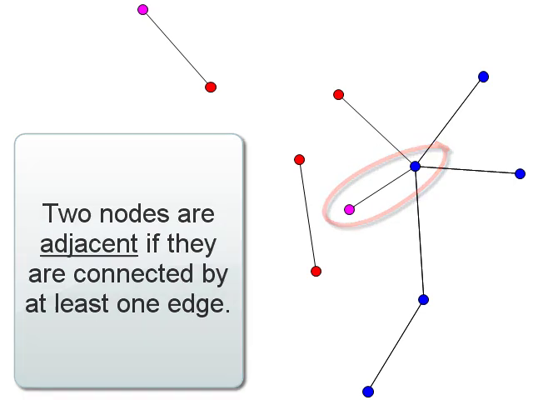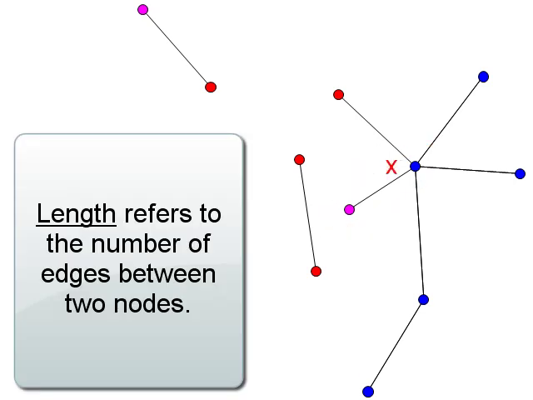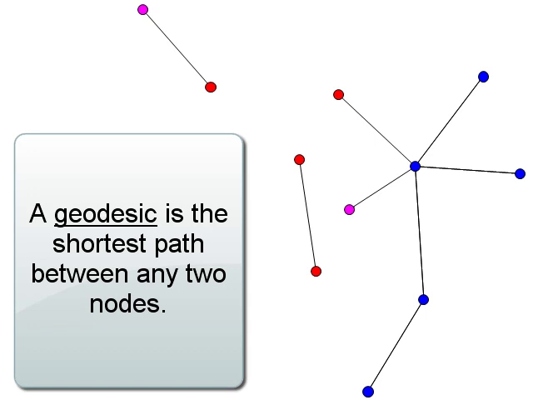When we talk about the length of a tie, we do not mean the actual distance, but the number of edges between two nodes. A geodesic is the shortest path between any two nodes. For example, if it takes 2 steps to get from node X to node Y, then we would say that the distance is 2. If that is the shortest path between those two nodes, then we would also say that this is the geodesic distance.